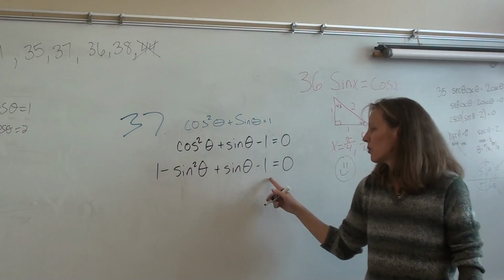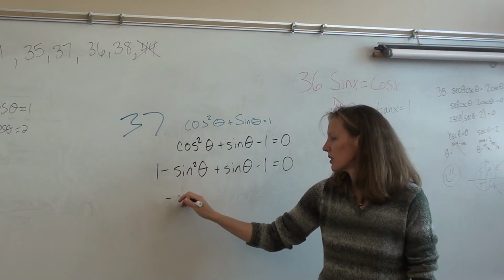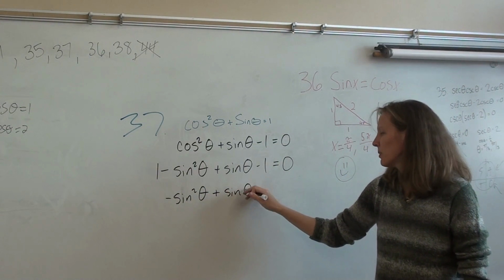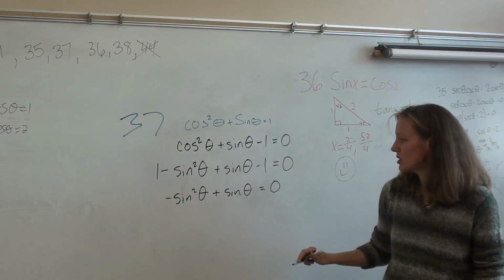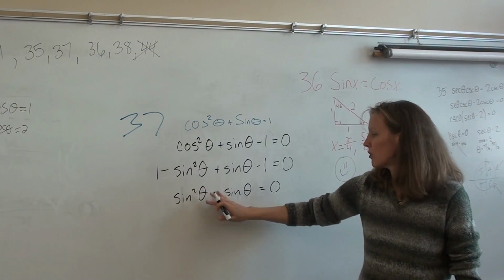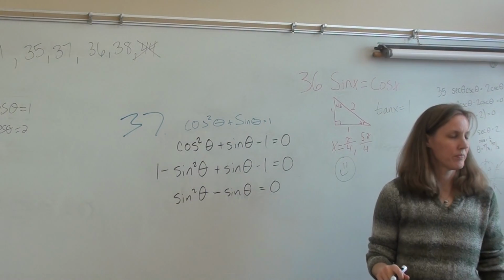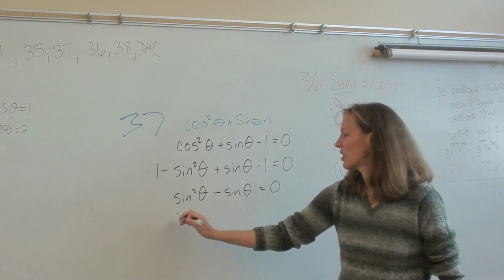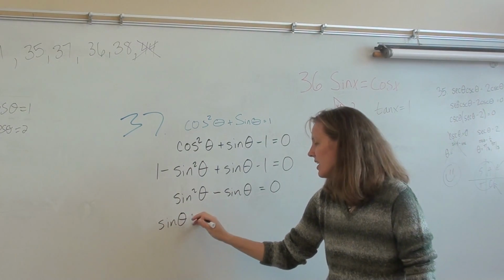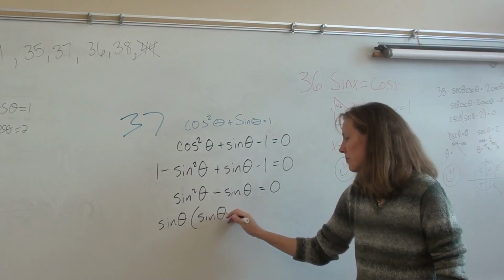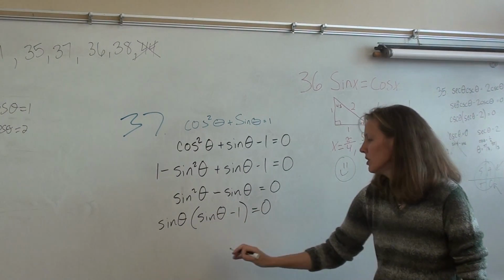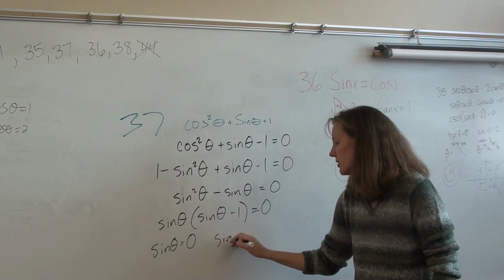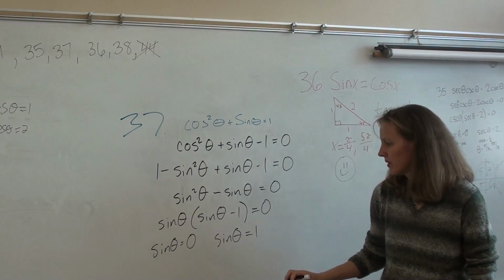And then, look at that, the 1 minus 1 cancels, so we're left with negative sine squared plus sine. I personally don't like negative leading coefficients, so I'm going to multiply both sides by negative 1 and get that instead. How do I solve this? What do I do? Factor. Factor! Sine theta times sine theta minus 1 equals 0. So I end up with sine theta equals 0 or sine theta equals 1.